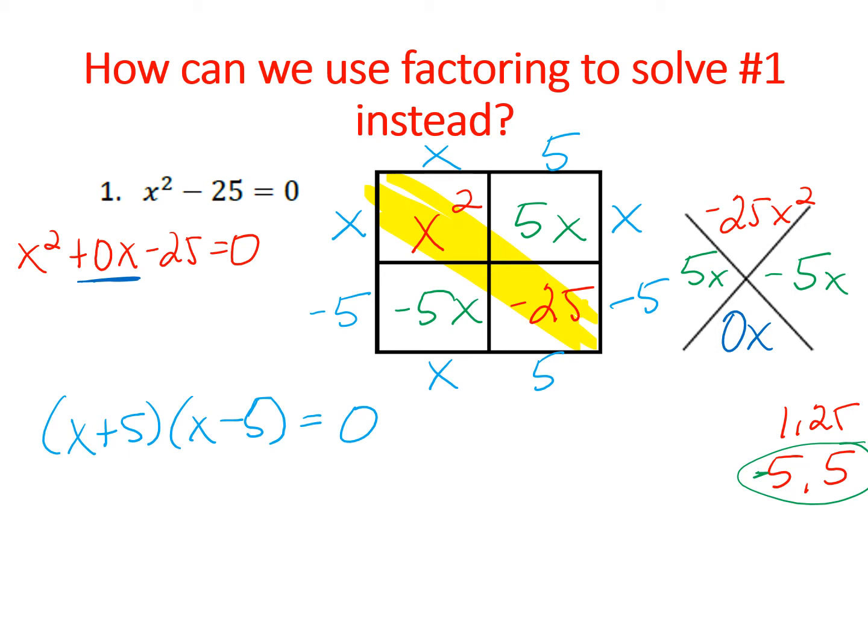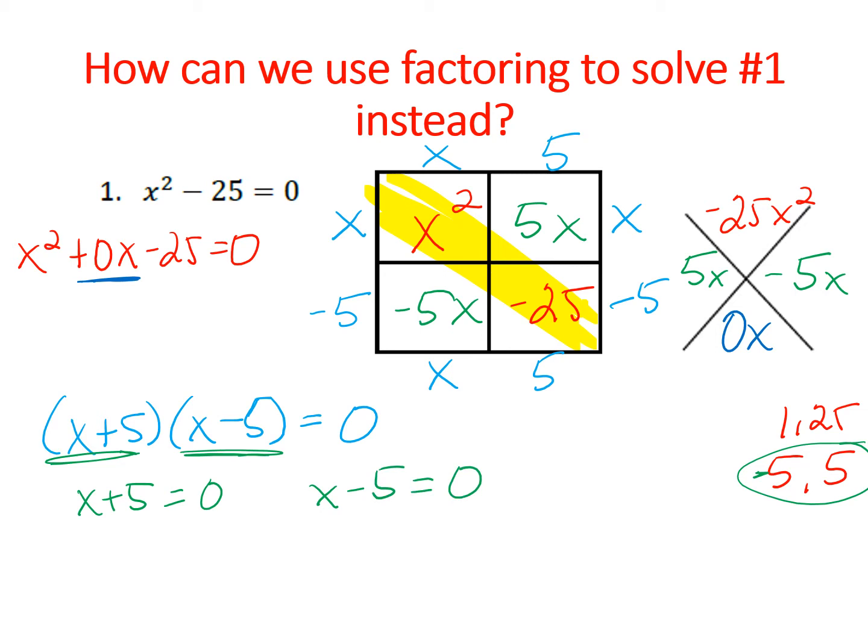And if you think about it, we have 2 things that are being multiplied, x plus 5 times x minus 5, and we're supposed to equal 0. And the only way that we can get 0 when we multiply is that either the x plus 5 has to be 0, or the x minus 5 has to be 0, or they could both be 0. So the way you solve this is you set each of those factors equal to 0.